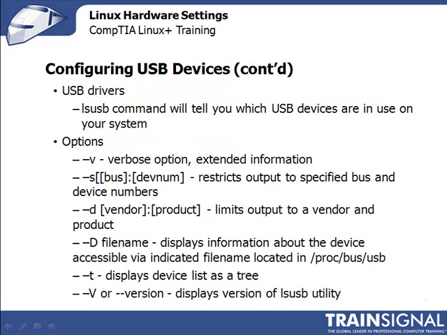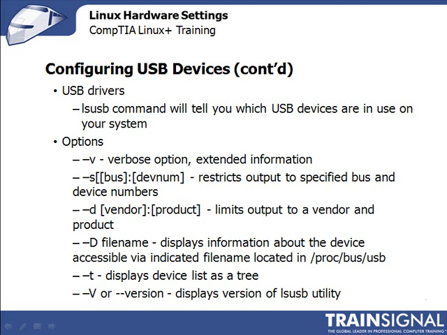-v you will recognize as the verbose option. -s with the bus and devnum parameters restricts output to specified bus and device numbers. -d with vendor and product parameters limits output to a vendor and a product. -D space file name will display information about the device accessible via the indicated file name located in /proc/bus/usb.